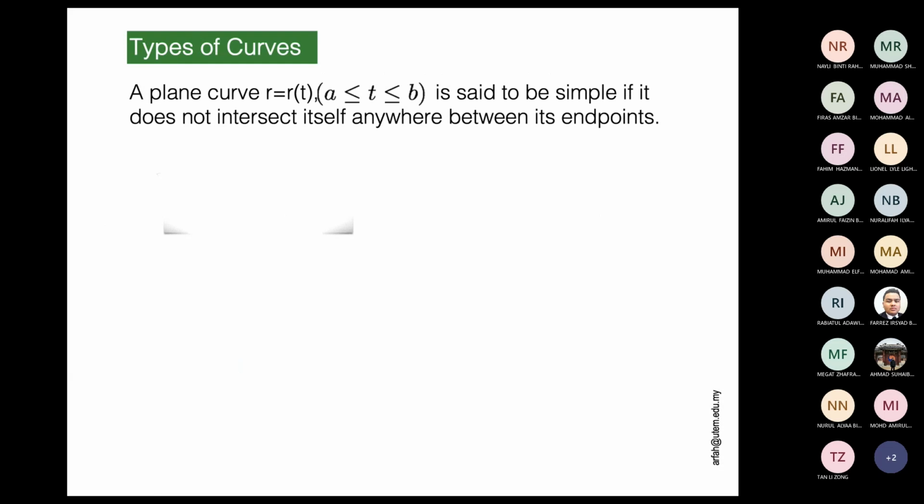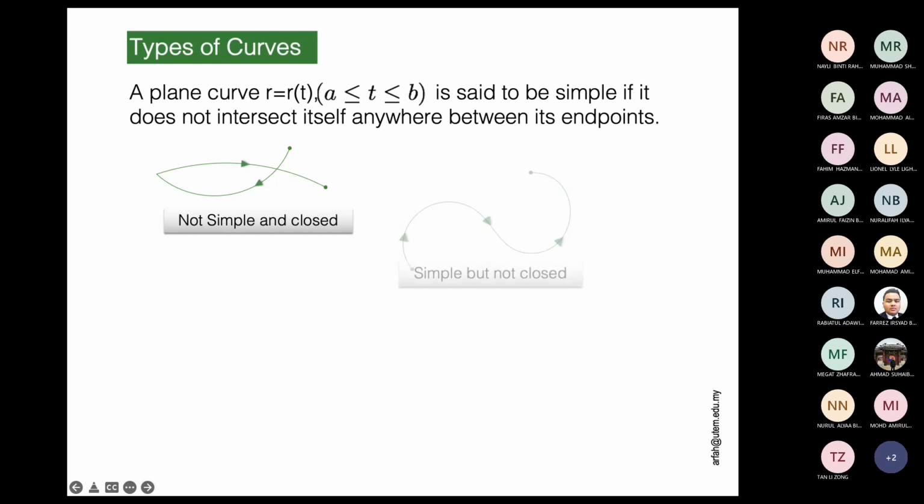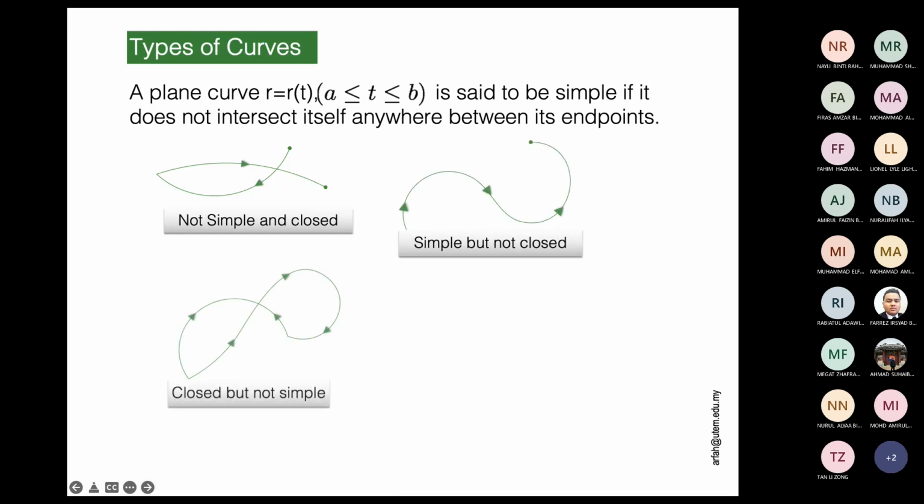Okay. So there are several types of curve. A plane curve r equals r(t), with t taking values between a and b, is said to be simple if it does not intersect itself anywhere between its endpoints. Okay. So this is not simple and closed.